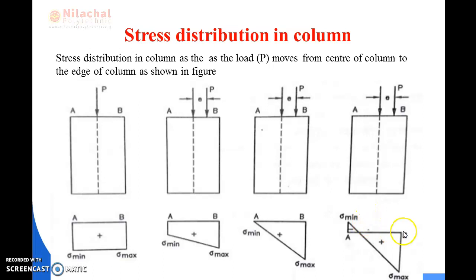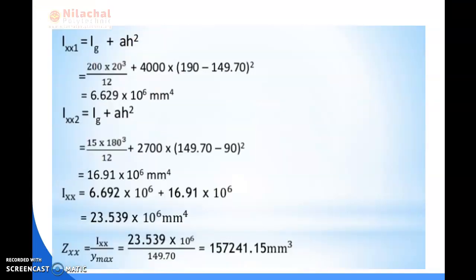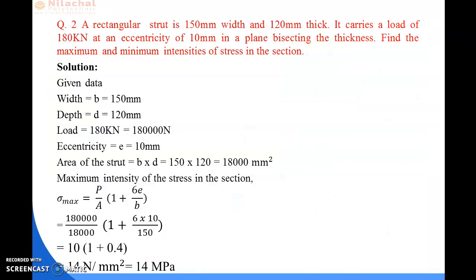Where the right side of the section is provided with the sigma max value and the left side of the section is provided with the sigma minimum value. So the sigma max value is of the positive type and the sigma minimum value is of the negative type. Now we can solve a numerical based on the stress distribution system in the case of a column.